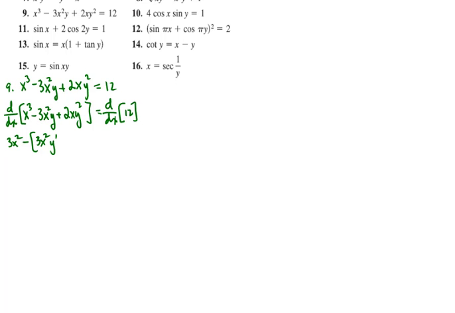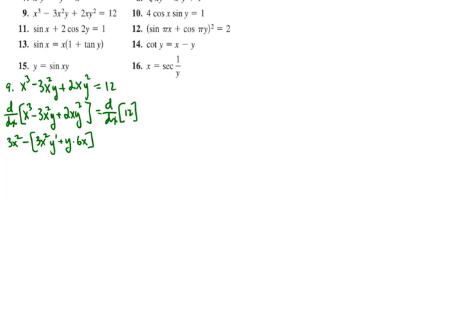So that's the first times the derivative of the second plus the second, which is y, times the derivative of the first, 3x squared, which comes out to be just 6x. And I'll close the parentheses there since that negative sign only applies to the product 3x squared y. Next we have the derivative of positive 2xy squared. Again, it's a product. Here there's no negative sign involved, so it's not as complicated.